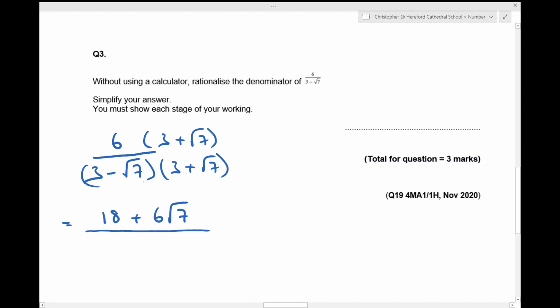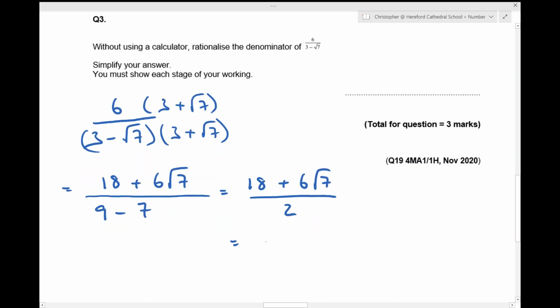On the bottom, remember the middle terms are going to disappear, so I'm going to get 3 times 3 is 9, minus root 7 times root 7, which is 7. So I'm left with 18 plus 6 root 7 divided by 2. Well, half of 18 plus 6 root 7 is 9 plus 3 root 7. And there we go. Without using a calculator, rationalise the denominator, simplify your answer, show each stage of your working.